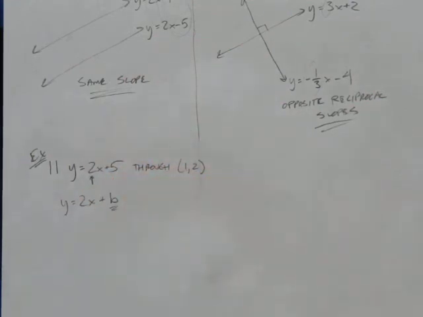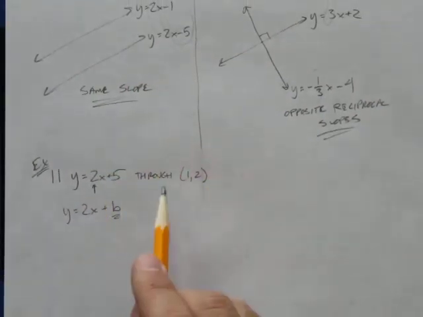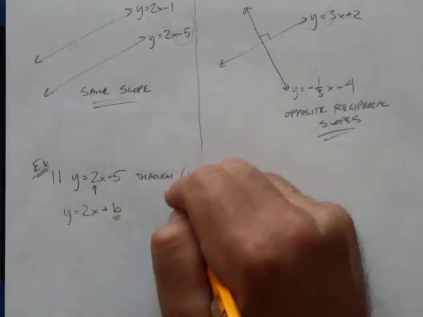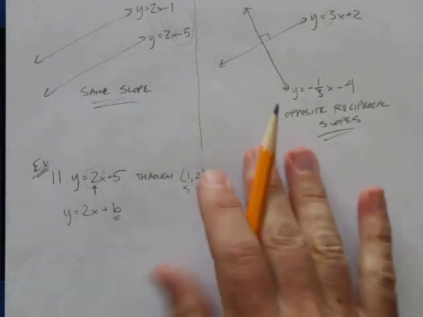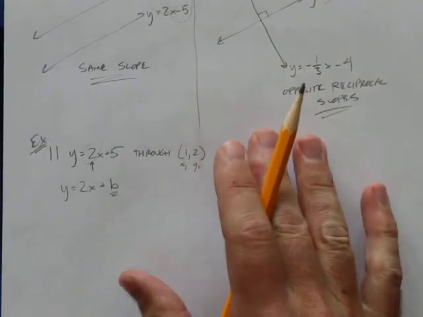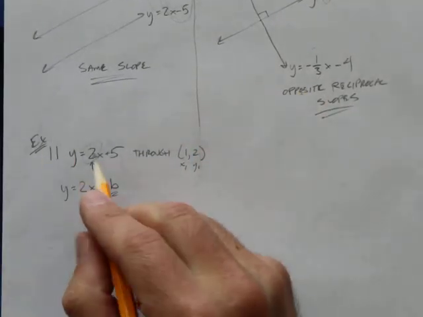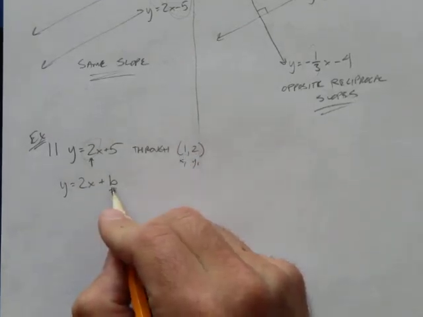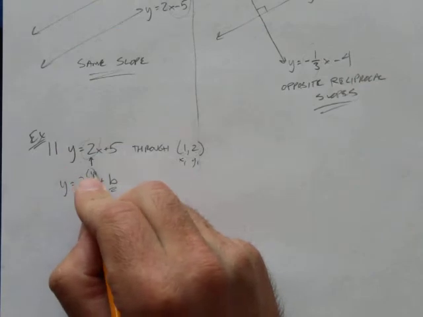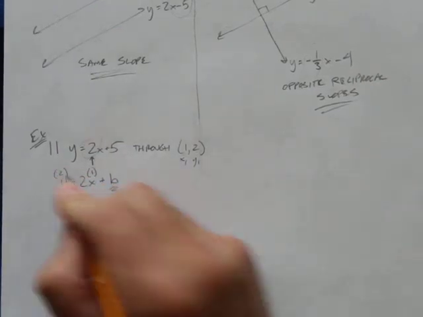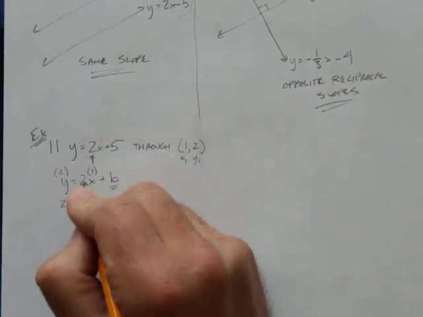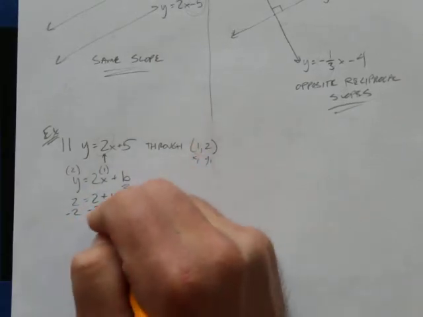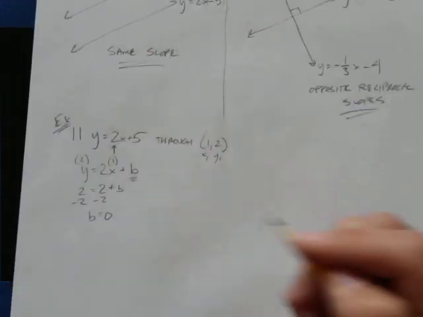I don't know what b is. Now, I can use point slope formula because I have the slope and I have a point. Here's x1 and y1. I could use point slope formula if I want to right there. I don't feel like it. I'm going to plug in these values and find what b is. I'm going to solve for b. So if 1 is x and 2 is y, then I've got 2 equals 2 times 1, which is 2, plus b, subtract 2 from both sides, b equals 0.